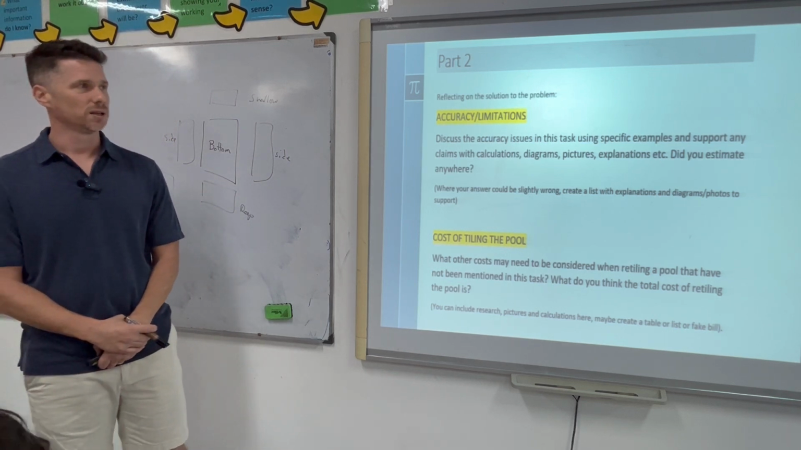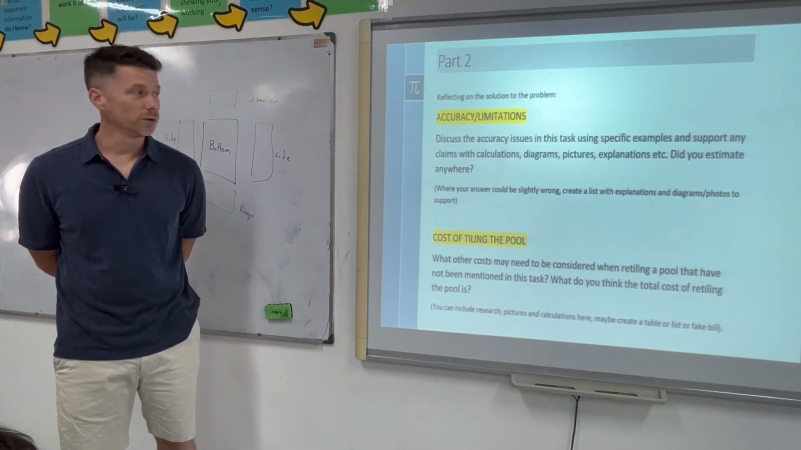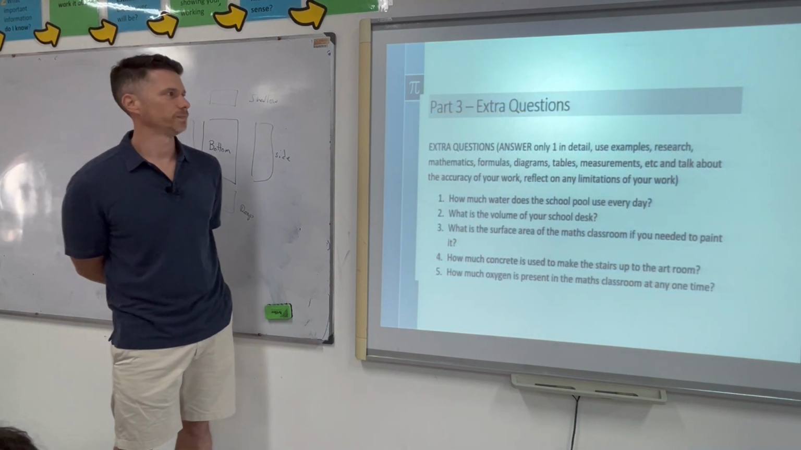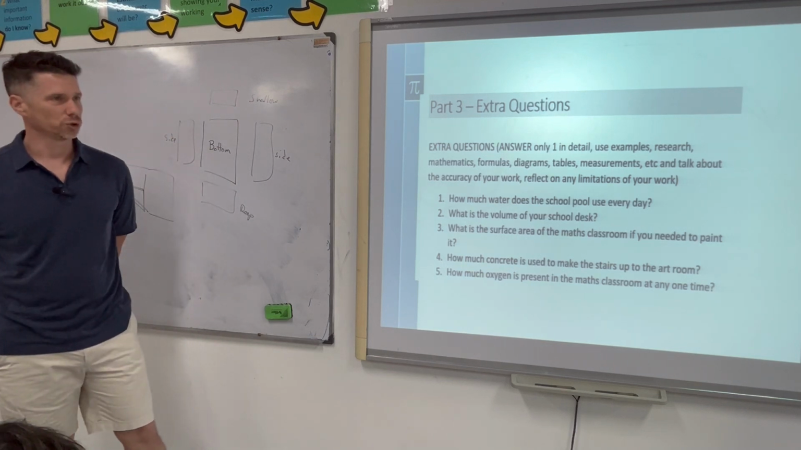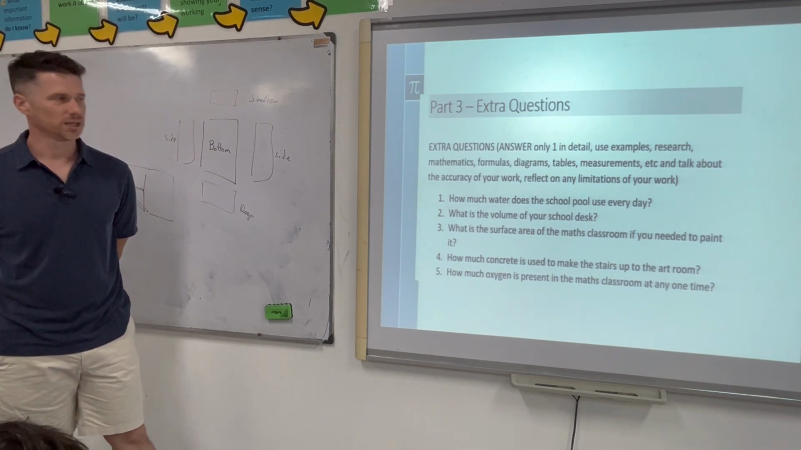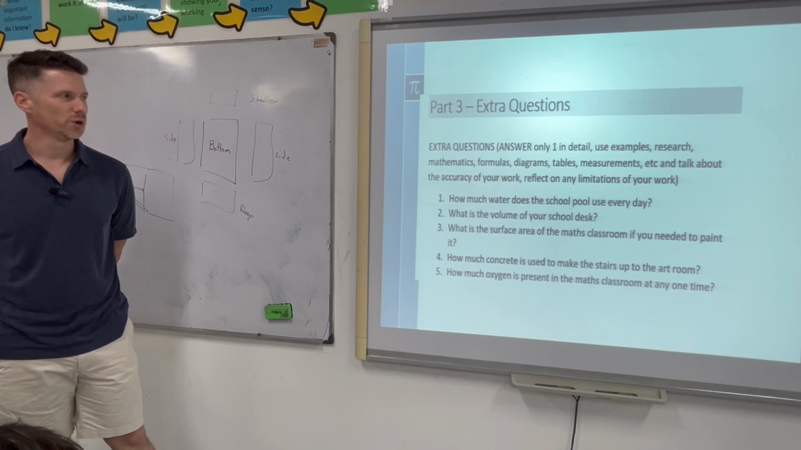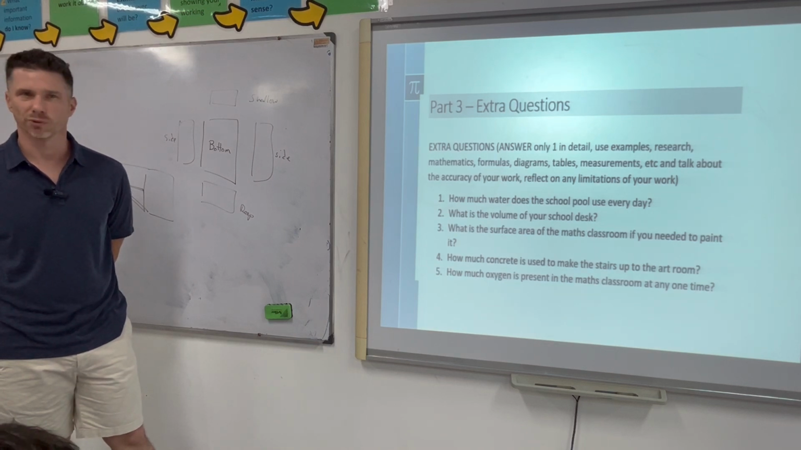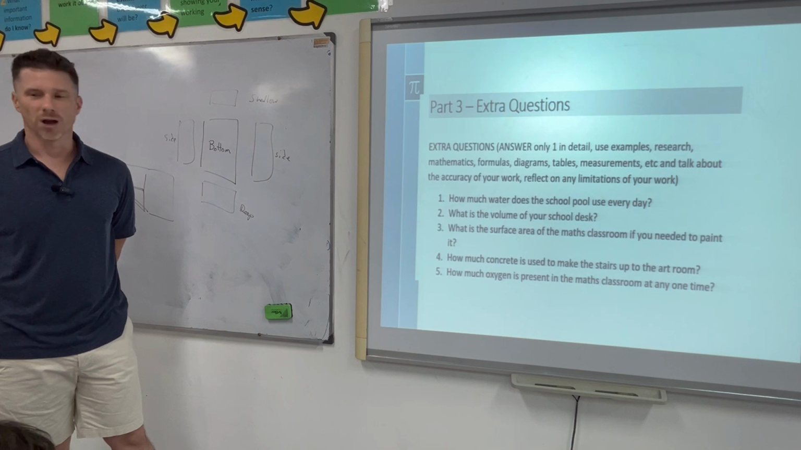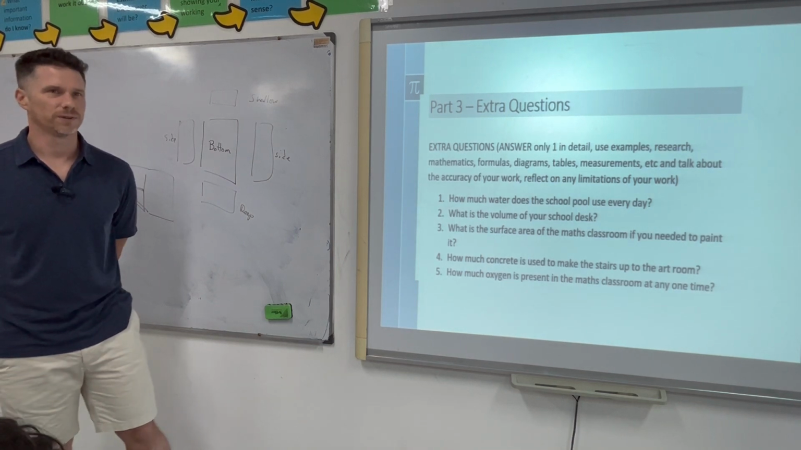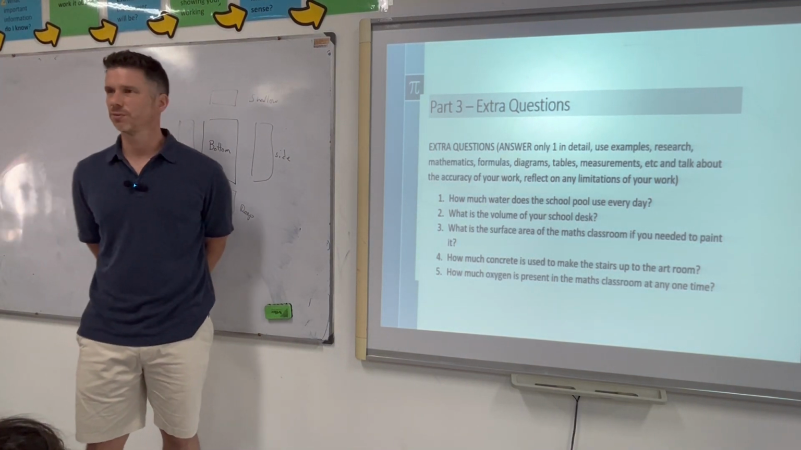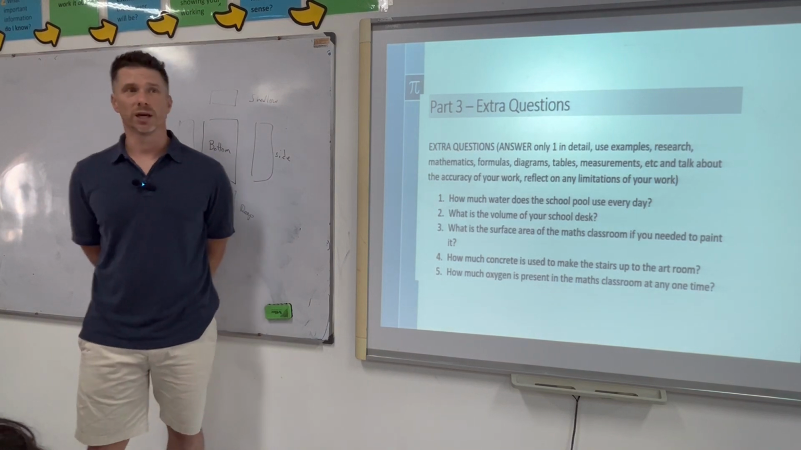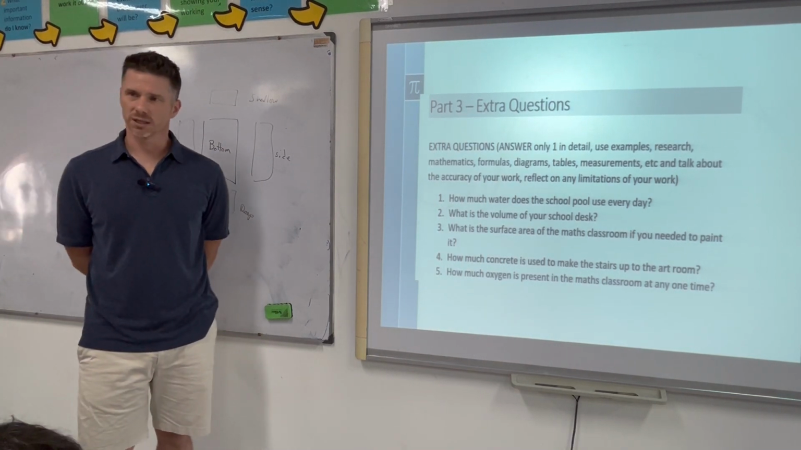Okay, so you need 2 sections in part 2, and then part 3 is an extra question, same as the holiday task, but just pick one of these 5 extra questions. Answer only one, don't answer more than one, but go into detail, show your work again, comment on the accuracy of each one. So how much water does the school pool use every day? Might require research. What's the volume of the desk you're sitting at in school? If the desk was hollow and you wanted to fill it full of water, what would the volume be? What's the surface area of the maths classroom? That's the same one we did already, so you can retry that one with the same diagrams and similar calculations.